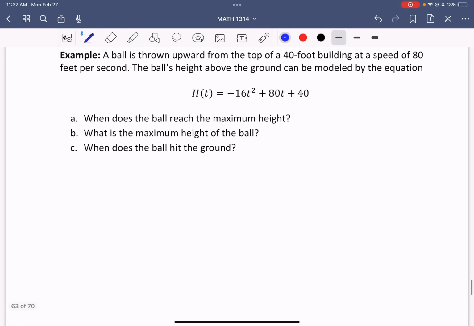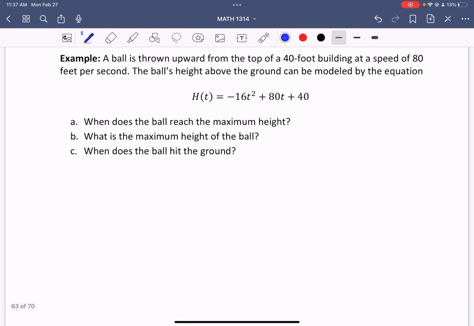It says this ball is thrown upward from the top of a 40-foot building at a speed of 80 feet per second. The ball's height above the ground can be modeled by the equation. So everything they just said in those first two lines is telling you how they set up that equation. It's important to note that it says the ball's height, so that means this is height. And then t is going to be representative of your time, in seconds, and this is going to be our height in feet.